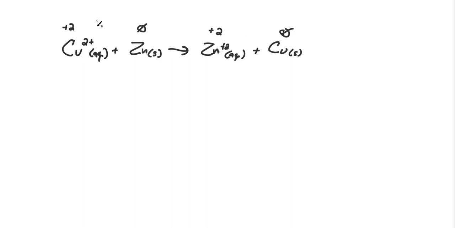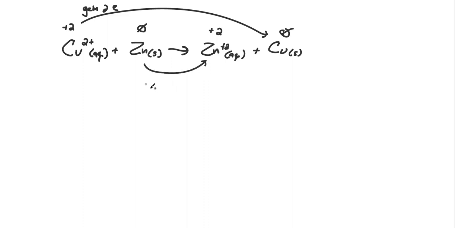So what happened? Well, copper went from +2 to 0. So it had to gain 2 electrons. Zinc went from 0 to +2. So in order to go to plus, it had to lose 2 electrons. So this is a redox reaction. What is reduced? Well, reduced is the one that gains electrons. Which one gained electrons? That would be our copper.